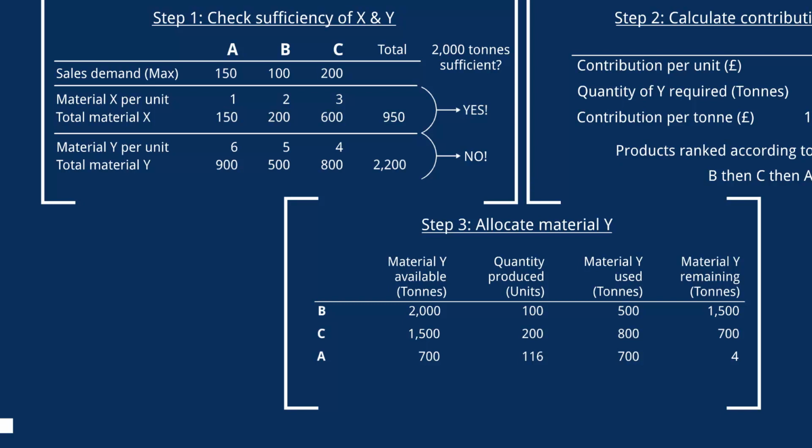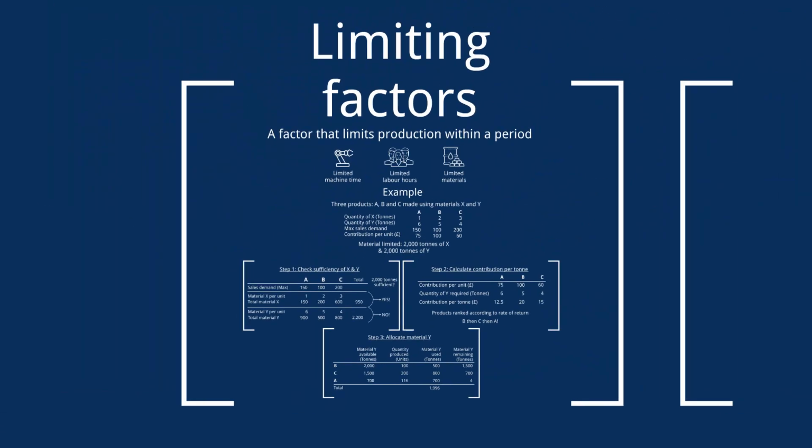Of course, we can't produce any more with that 4 tons that is left, because we can't produce any more product A's as it requires 6 tons, and that 4 tons left over is not enough to produce any more B's or C's, or even if it can produce another C, there isn't the demand for another C. So in total, we have used 1,996 tons of material Y, and we have essentially produced the best possible mix of products to maximize the contribution to the organization in the short term.